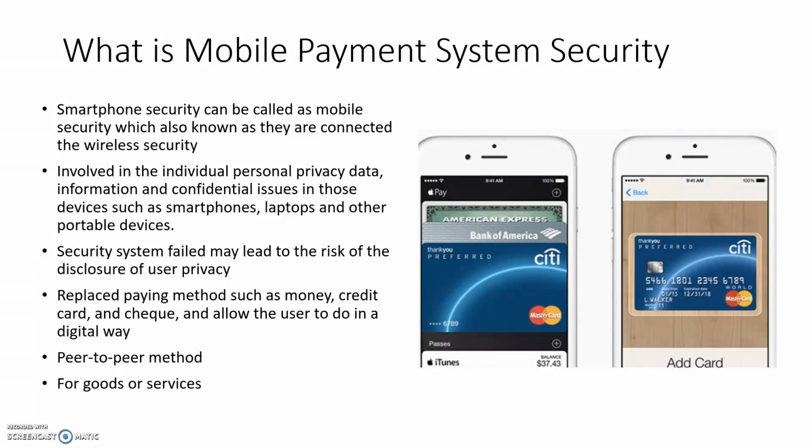Before going to the main part, a mobile payment system is a system that has replaced physical paying methods such as money, credit card, and check, which allows users to do everything in a digital way. Mobile payment uses a peer-to-peer method, which is through e-transfer via the user's bank account. For example, paying someone for goods and services just using a mobile payment app instead of paying cash or card.